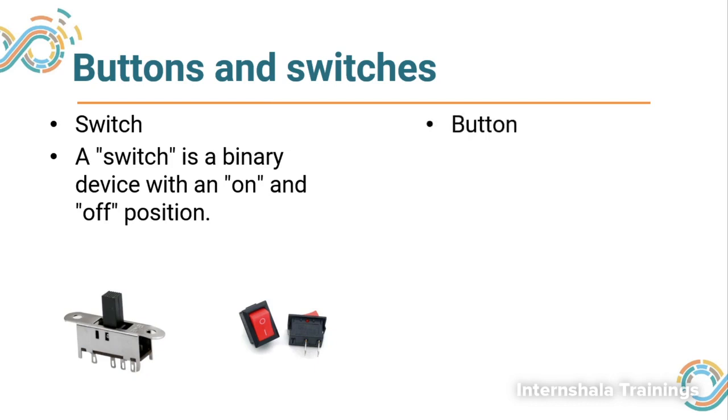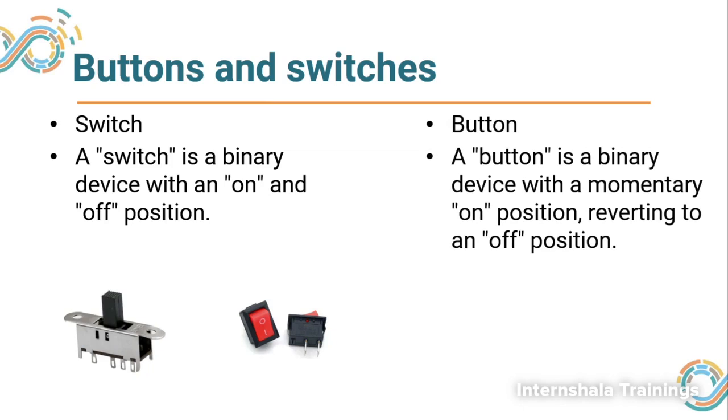On the other hand, a button is also a binary device, but it will give you a momentary on or off position. That means they are always in one of the conditions, by default off, and when you press them you get the on position for as long as you keep them pressed. So buttons are for momentary purposes, switches are for permanent switching of the position.